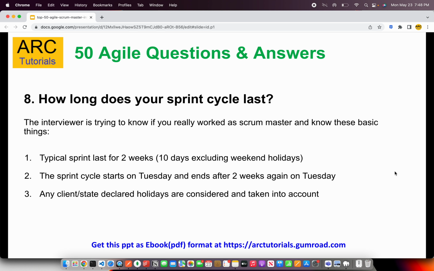How long does your sprint cycle last? Now this is a question that they are going to ask you for sure. The interviewer is trying to know if you already worked as a scrum master and know the basic things, right? So typically you should answer that a typical sprint will last for 2 weeks, right? That is 10 working days, excluding the weekends. The sprint cycle usually starts on Tuesday or Wednesday, Tuesdays mostly in most enterprises, and ends after 2 weeks again on Tuesday, right? With the sprint demo and review. Any client, state, or federal declared holidays are considered and taken into account while starting the sprint or planning it.